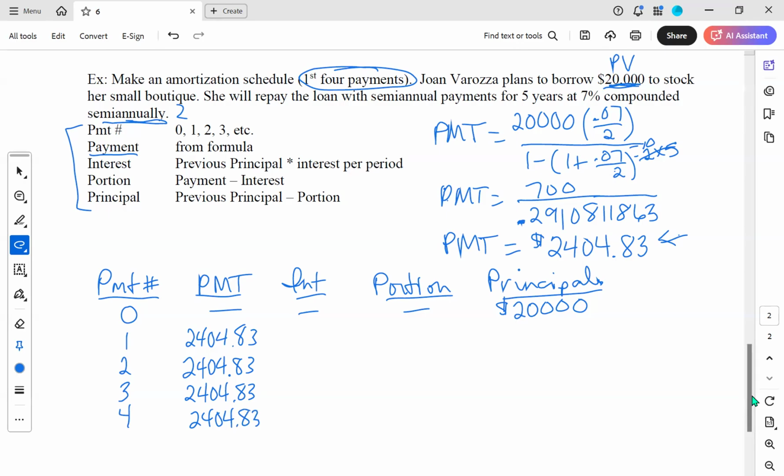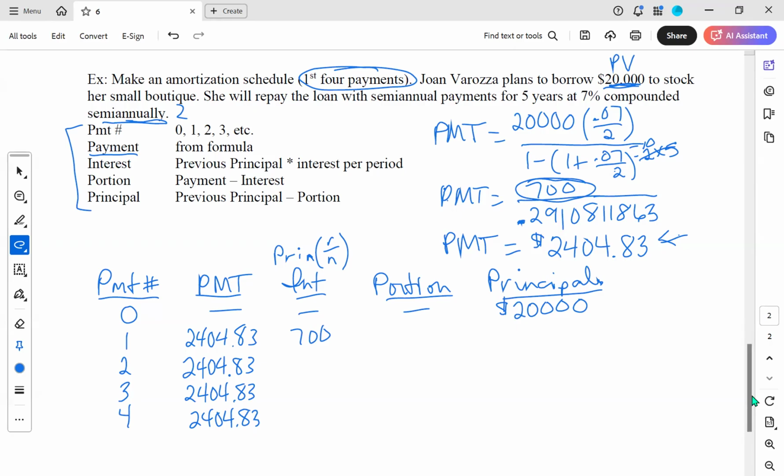Okay. To find out your interest, you're going to take your principal times your rate divided by the number of compounds. Your first principal is actually done for you because it is the very first number at the top, your present value, times your rate divided by n. So that's going to be $700. You can calculate it again by taking 20,000 times 0.07 divided by 2. You'll still get the same amount.